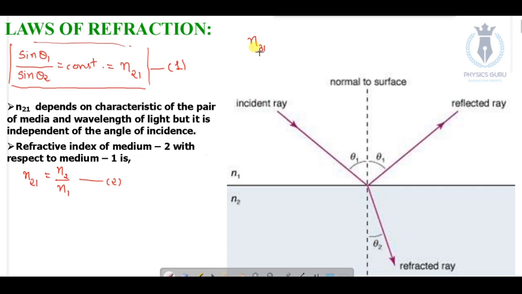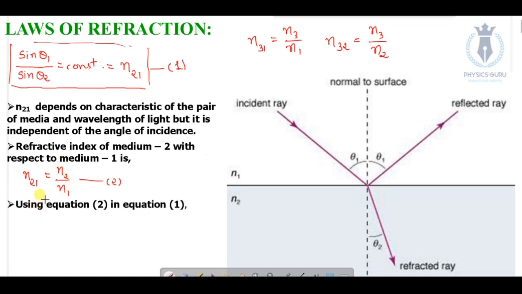If we want to write the refractive index of medium 3 with respect to 1, then N31 can be written as N3 upon N1. Similarly, N32, the refractive index of 3 with respect to 2, can be written as N3 upon N2. Similarly here, the refractive index of medium 2 with respect to 1, N21, can be written as N2 upon N1.